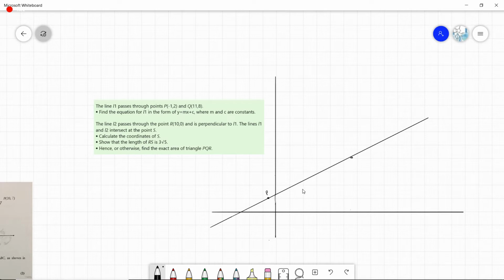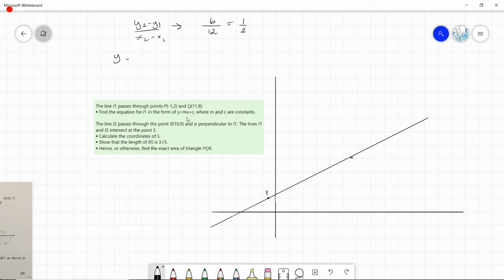Then I am given the question. It says find the equation of L1 in the form y equals. So obviously I've got 2 points. I can use y2 minus y1 divided by x2 minus x1, giving me that. It gives me 8 take away 2 is 6, and 11 take away -1 is actually 11 add 1, which is 12, and that gives me a half.